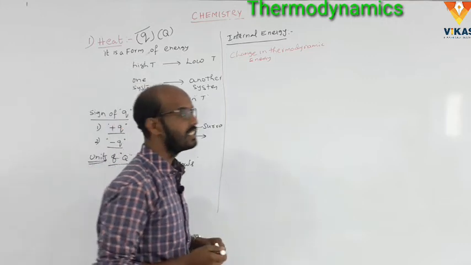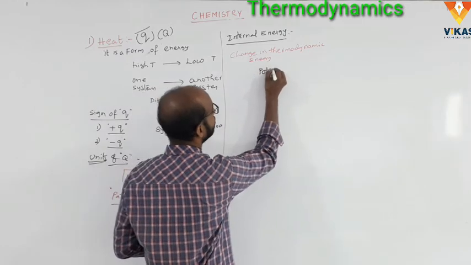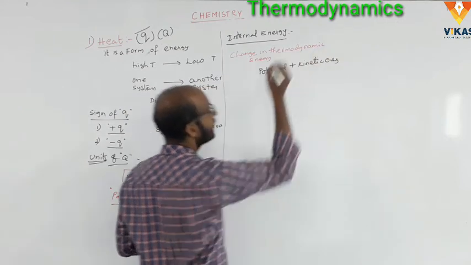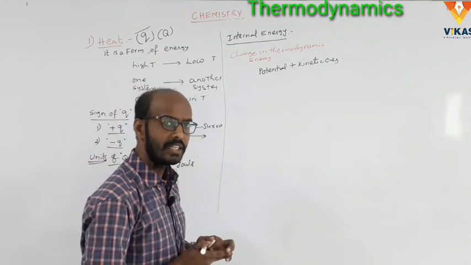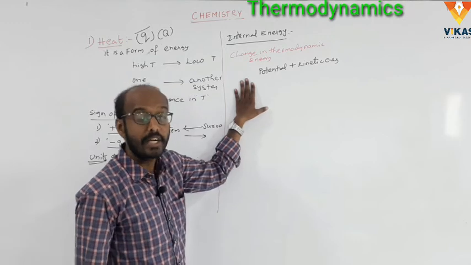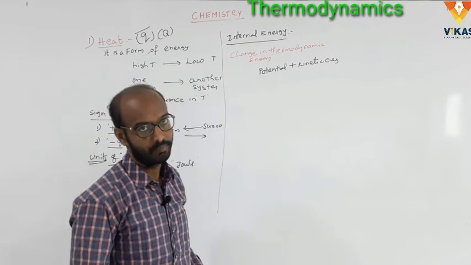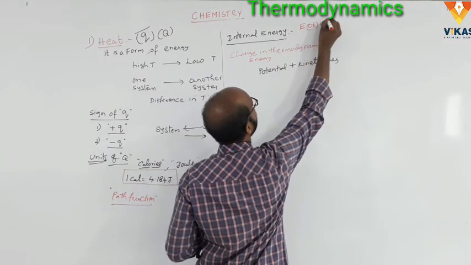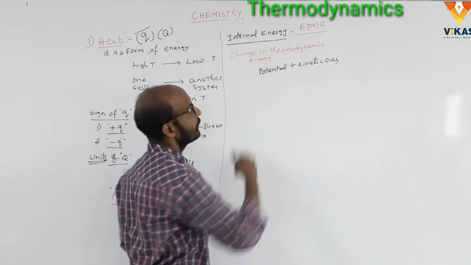The internal energy is the sum of all types of potential and kinetic energies of the constituent particles at a given temperature. So what is the meaning of internal energy? The sum of all types of potential and kinetic energies of the constituent particles at a given temperature is called internal energy. It is represented as either E or U.